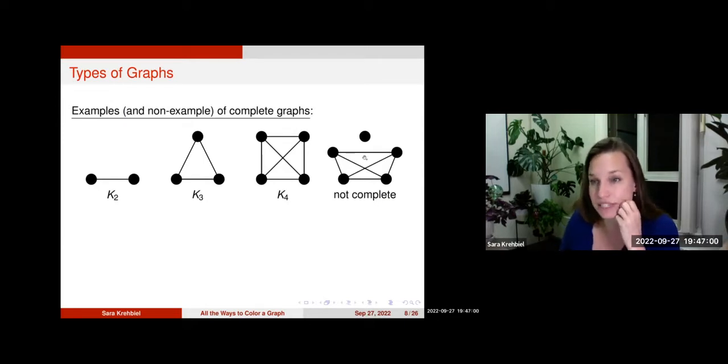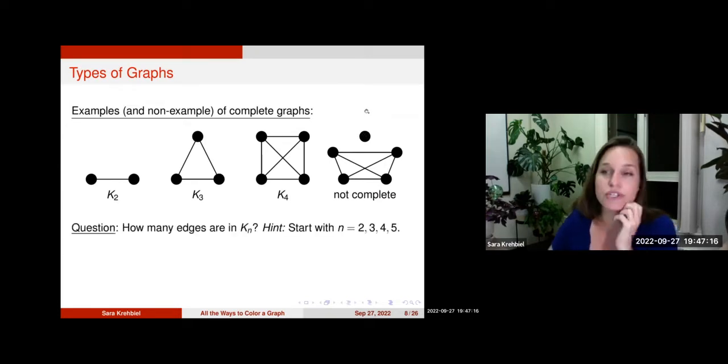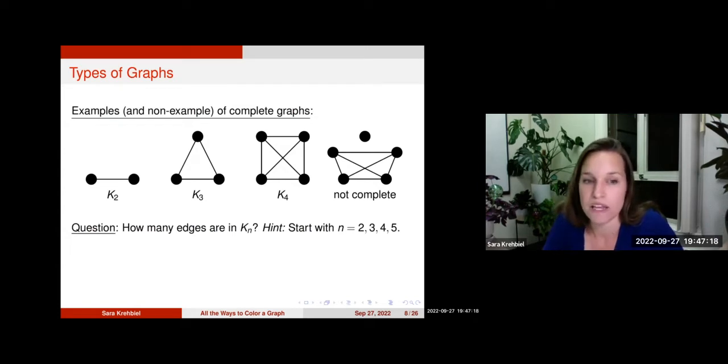This graph isn't complete because I have a 5th node up here that doesn't have any edges connecting to the other vertices. So I would need an extra 4 edges connecting the 5th node to all the other vertices to make this a complete graph. So there's kind of a pattern here. If you are trying to count up all of the edges on complete graphs, you might be able to come up with a general formula for the number of edges that are in the complete graph on n vertices.